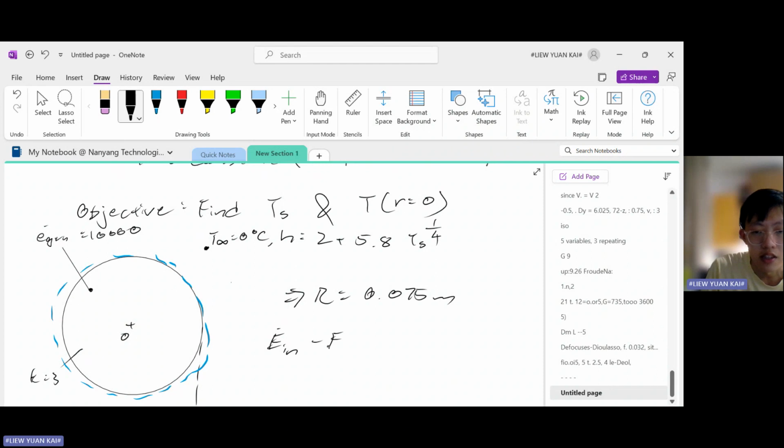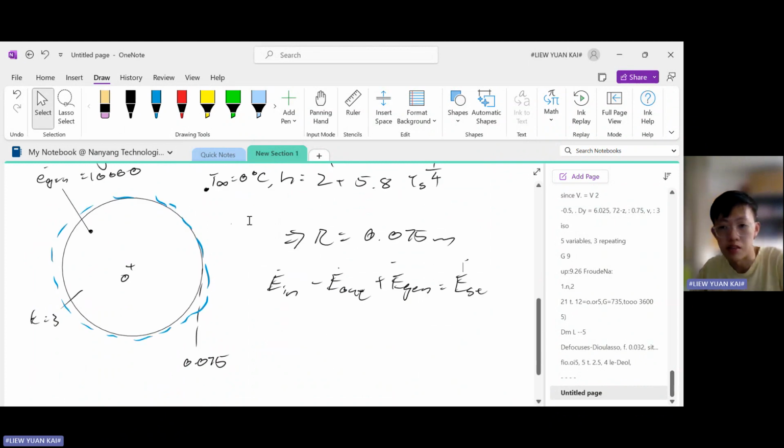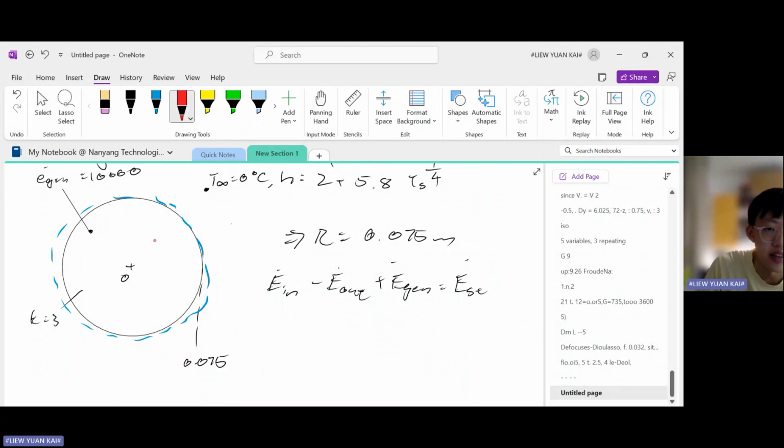E in minus E out plus E gen equals E stored. Now we try to simplify this. Ask yourself, is there any energy going into the sphere? And the answer is no, because we know that energy is being created inside here, and that it leaves into the surrounding fluid by convection. So you see, there are no arrows pointing in. There's no energy going in, so this is 0.